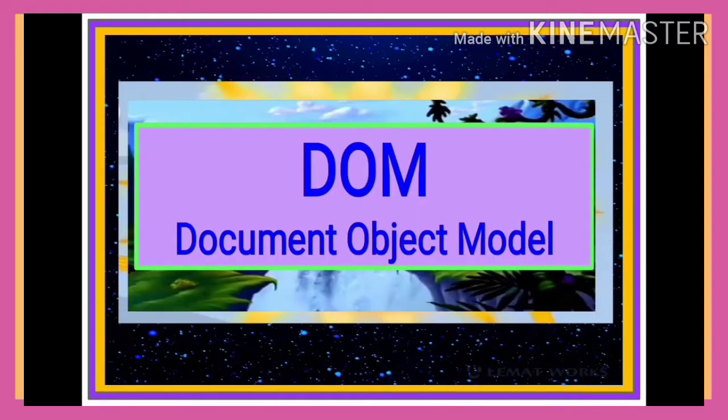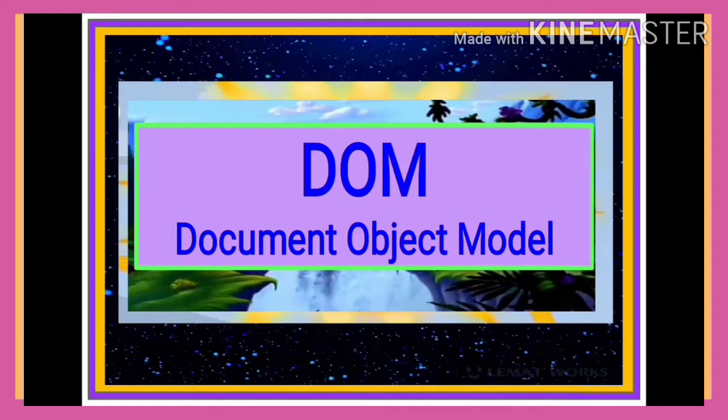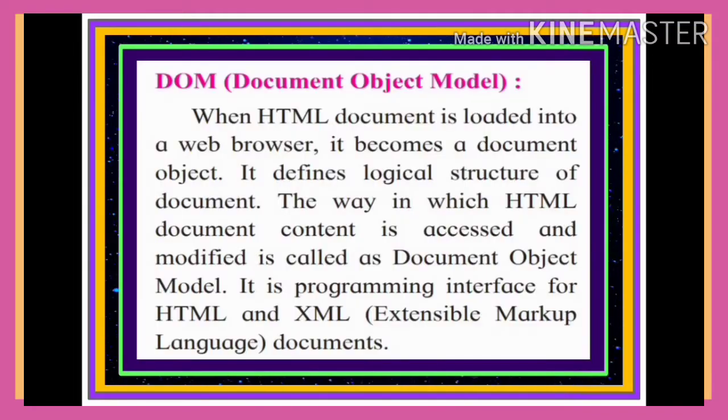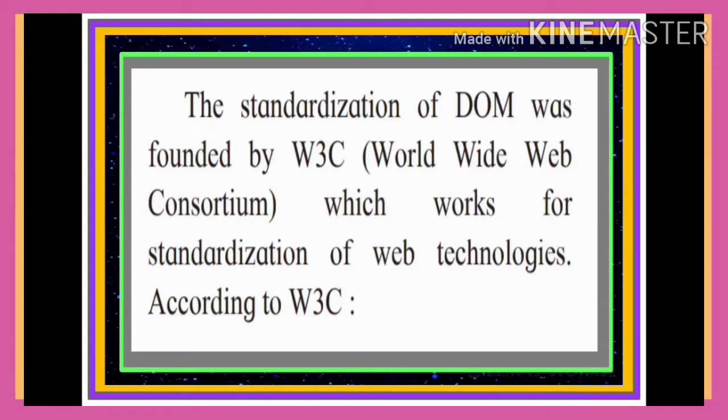Another important part is the document object model, DOM. When an HTML document is loaded into a web browser, it becomes a document object. It defines the logical structure of the document. The way in which HTML document content is accessed and modified is called the document object model. It is a programming interface for HTML and XML, that is extensible markup language, documents. The standardization of DOM was done by W3C, World Wide Web Consortium.